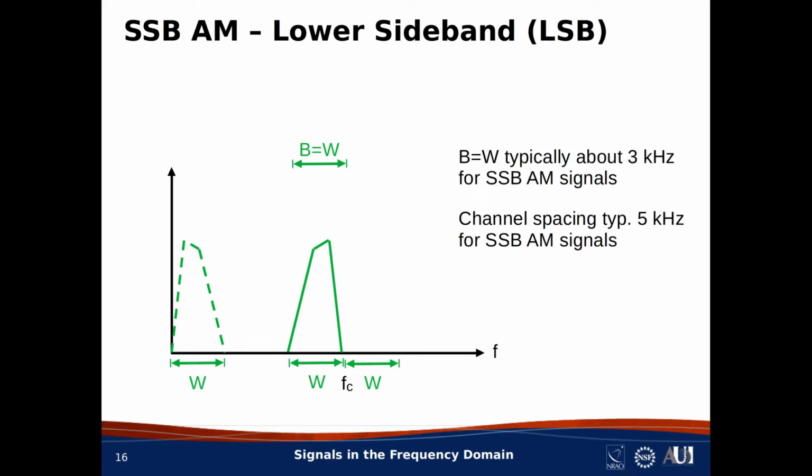In either case, we've reduced the bandwidth of the signal from 2 times W to just W, so just 3 kilohertz. In turn, this allows us to reduce the channel spacing. Typically, we use 5 kilohertz in practical systems. And the benefit of SSB should be clear. With just a little bit of additional complexity, we are able to send the same amount of information in half the bandwidth.